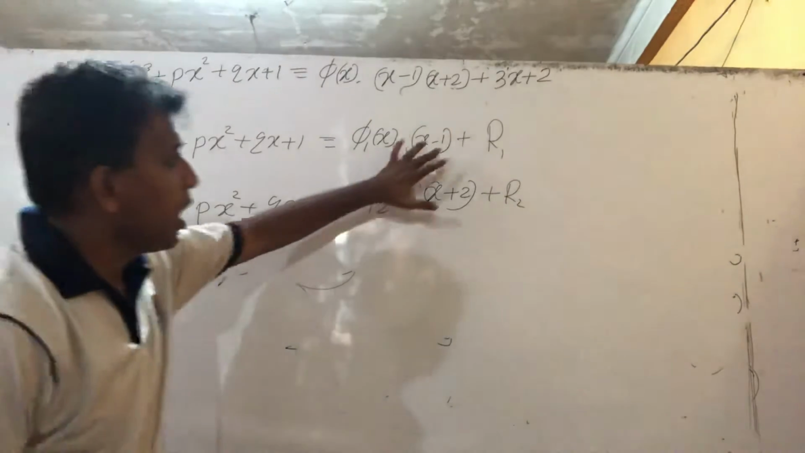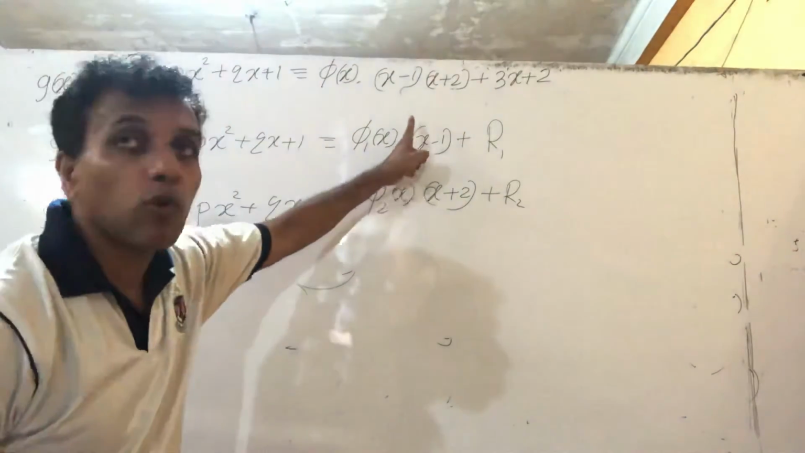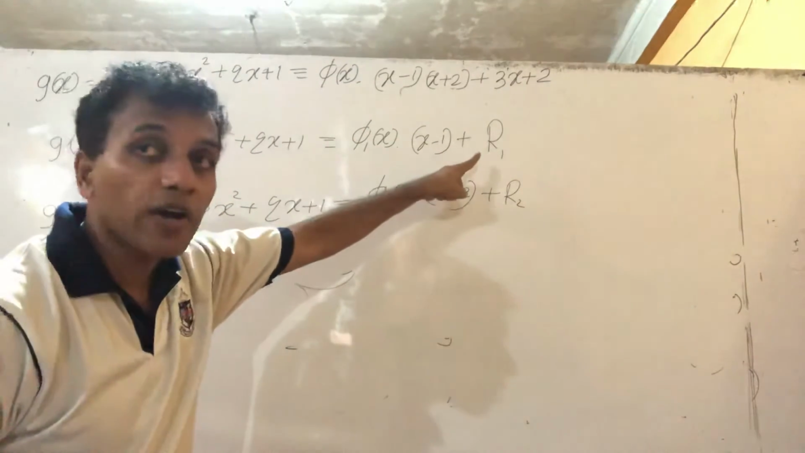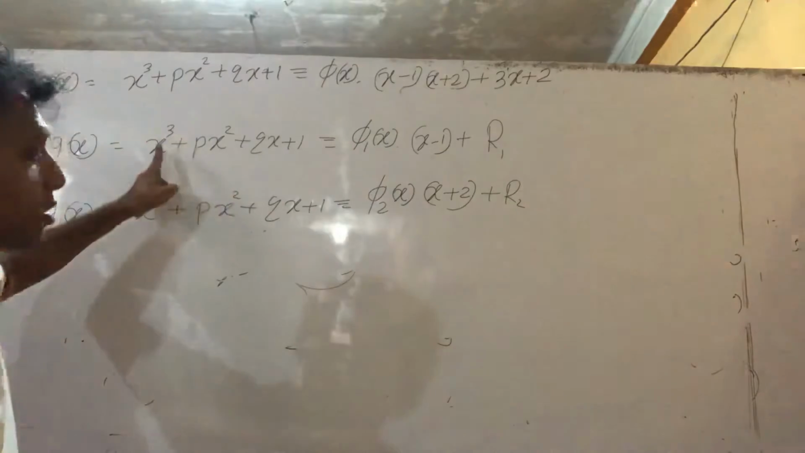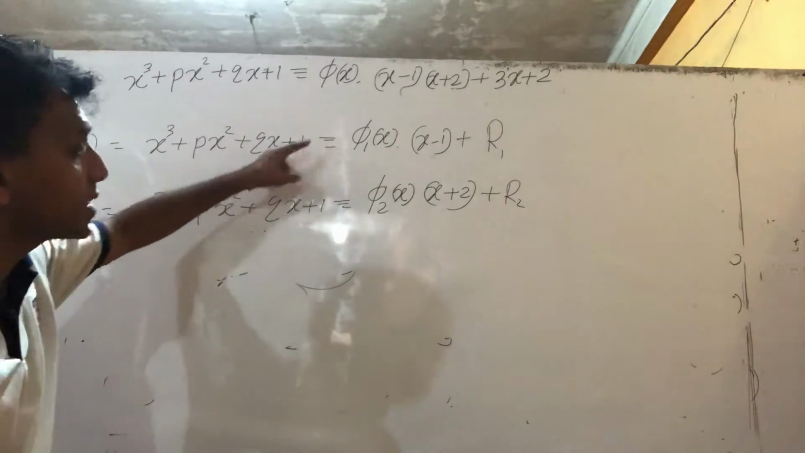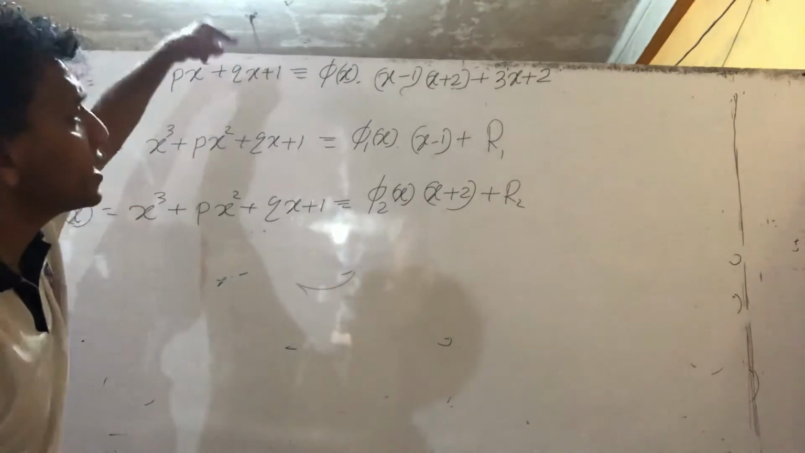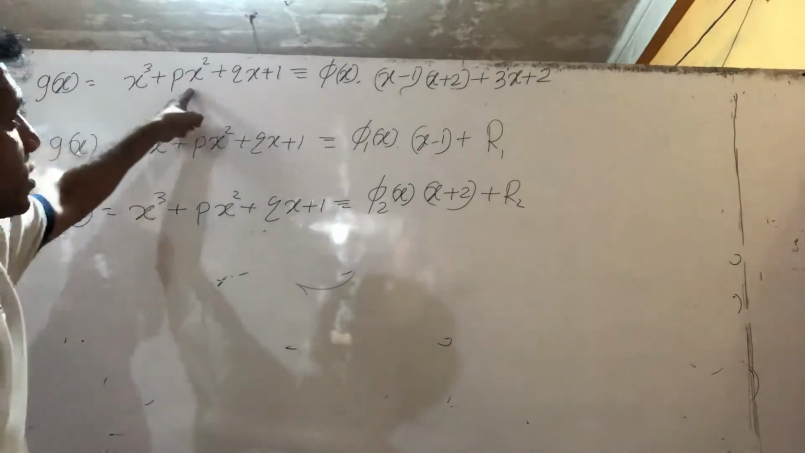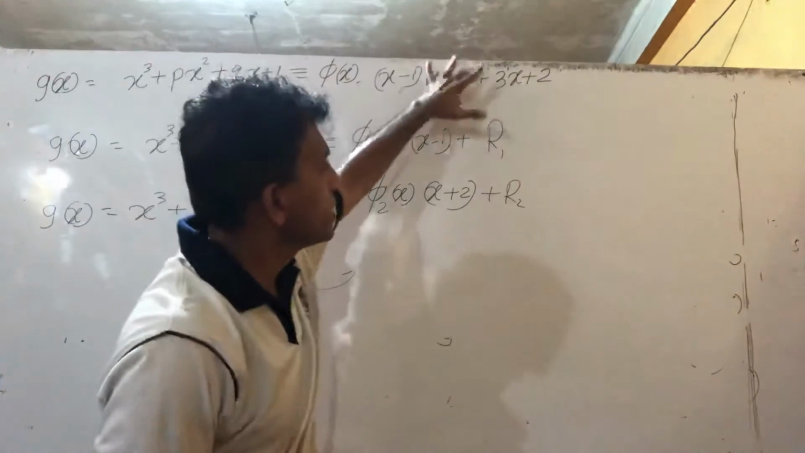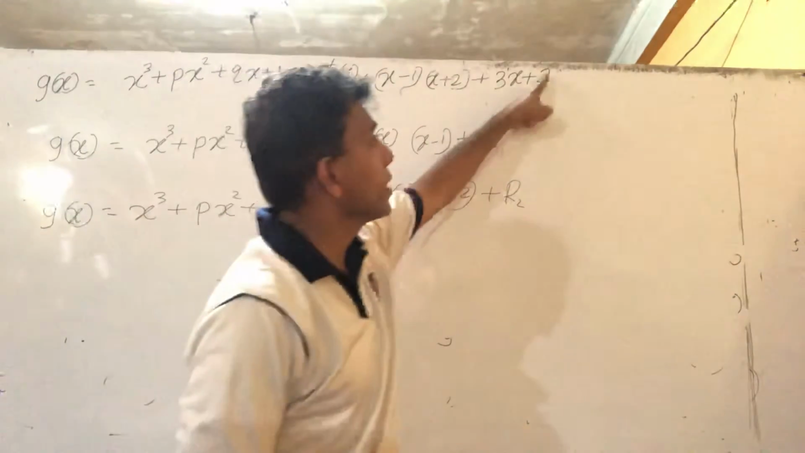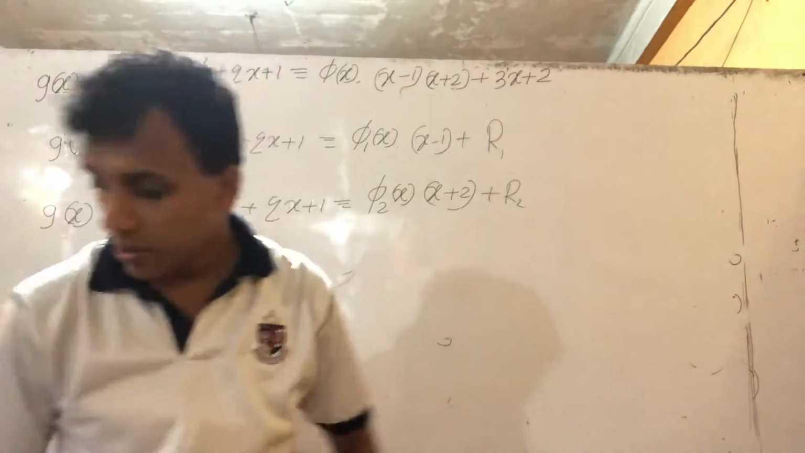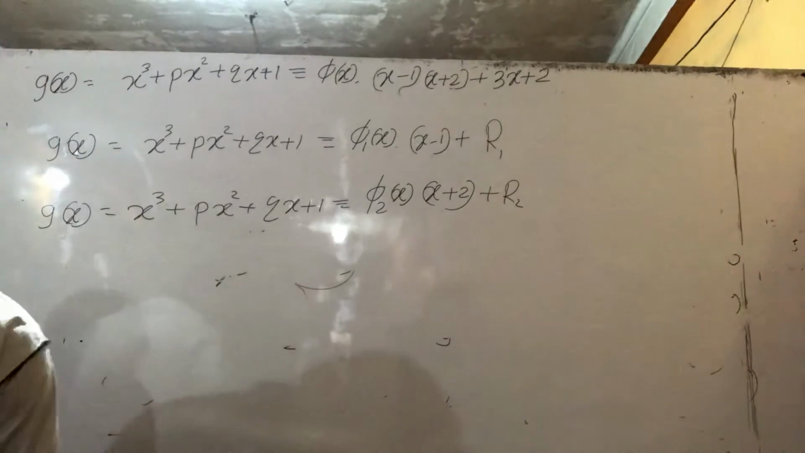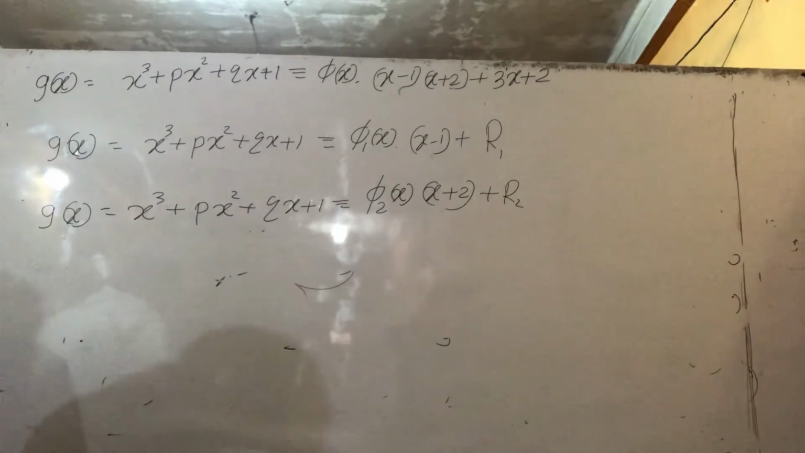Complete the first one. I want to make this 0, so put x = 1. If I put x = 1, this becomes 0, and I can find R1. So put x = 1: what do we get here? 1 + p + q + 1. Therefore, if you properly identify this method, you can simply go through this problem and collect the ways, right?